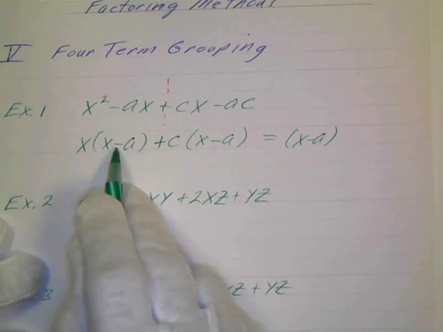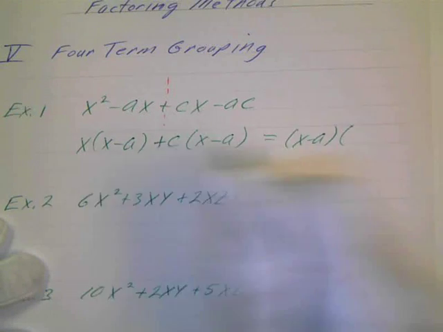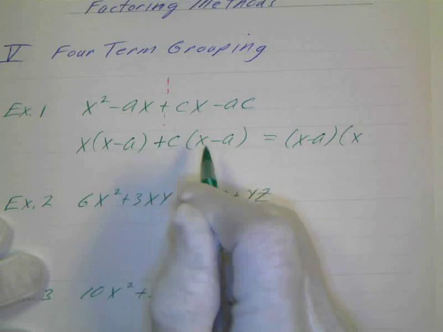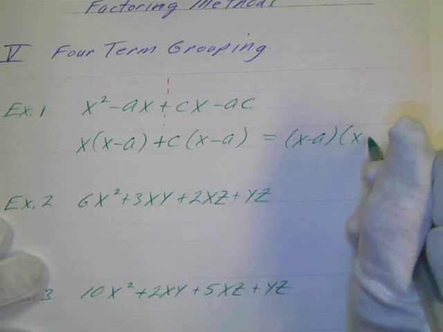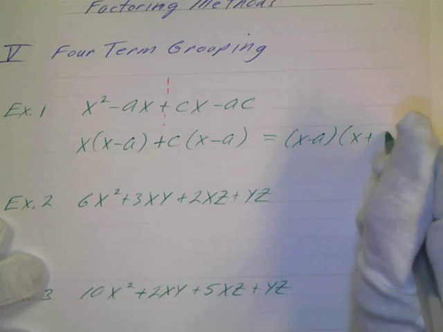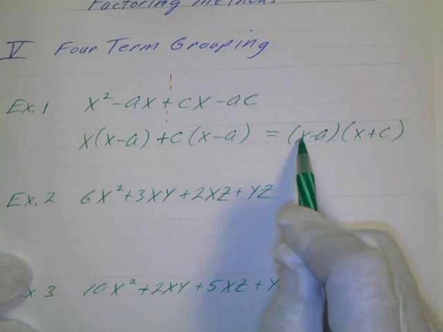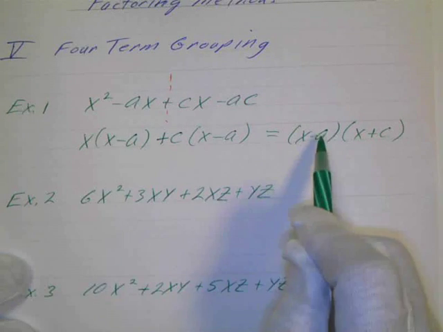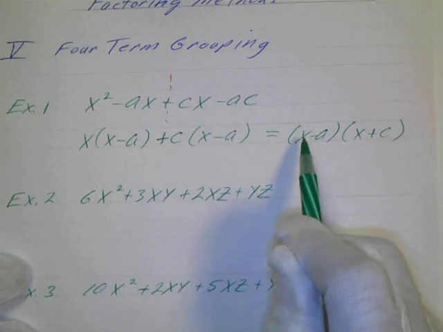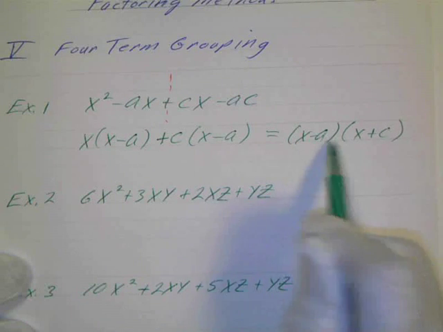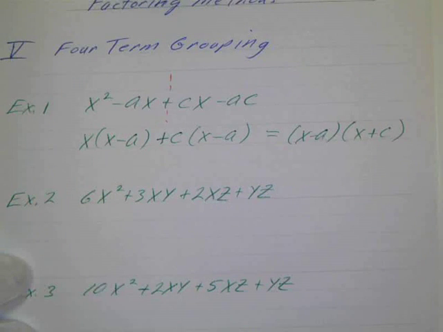And if I divide this by x minus a, what's left? x. If I divide this by x minus a, what's left? Plus c. And that's what you've got. Now you can always check this by FOILing it again. x times x is x squared. This is minus ax. This is plus cx. And there's your minus ac. So it works out. Okay.